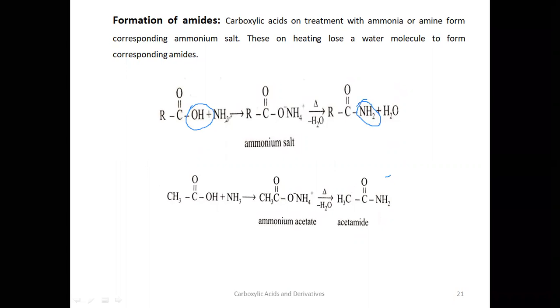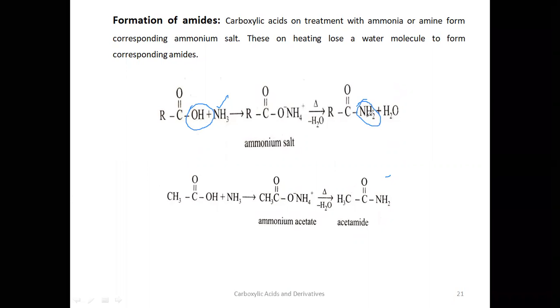The OH group is replaced with NH2 from this ammonia. First, what we have to add? We have to add ammonia followed by heating. First, add ammonia. After adding ammonia, ammonium salt will be generated. When we heat this, amide will be formed. This is R C double bond O, NH2, which is an amide.